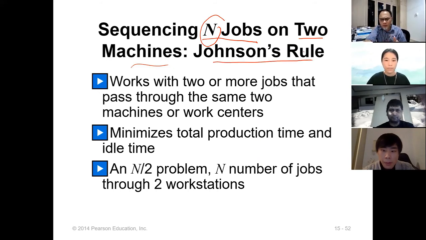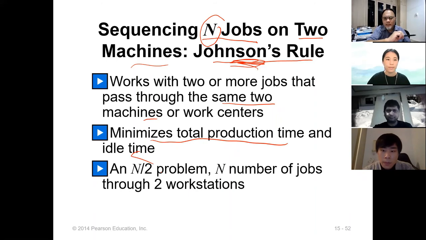It's very straightforward because you only have two machines and you have many jobs. You can have 10 jobs, you can have 5 jobs, but you have two machines in sequence. Two or more jobs pass through the same two machines, work center one and work center two. In Johnson's rule, we want to minimize the total production time and idle time.